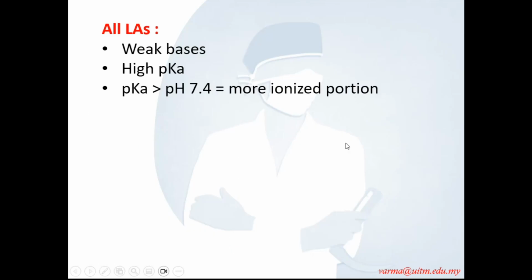Okay, all LAs are weak bases, and they have a high pKa, meaning their pKa is more than the physiological pH of 7.4. What is pKa? pKa is the pH at which 50% of the substance is ionized and 50% is unionized. So as the pKa of all the LAs is more than physiological pH, and as they are weak bases, at the pH of 7.4 they are present more in the ionized portion.